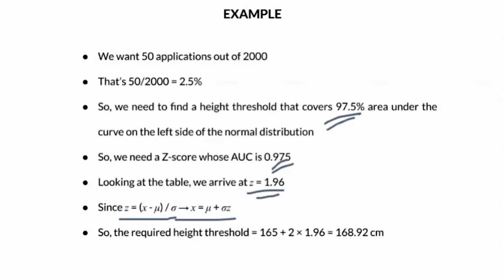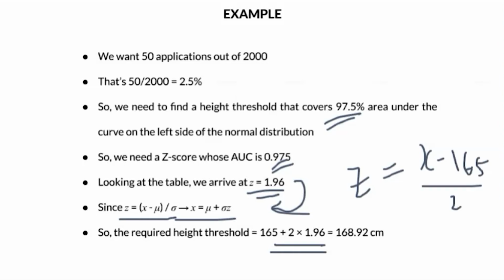So let's revise this. We want 2.5% to be retained. That means we want 97.5% to be rejected. Therefore, we want the z score whose area under the curve on the left side is 97.5%. That z score from the table is 1.96. Using that, I can convert the z score back to my original variable using the substitution formula, z equals x minus, in this case, 165 divided by 2. And the z score is 1.96. So x is equal to 165 plus 2 into 1.96, which gives me 168.92 centimeters.